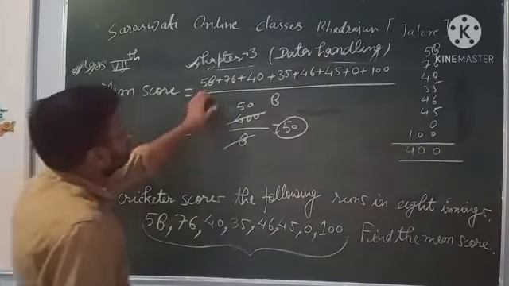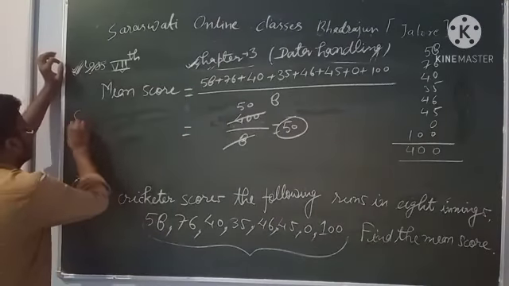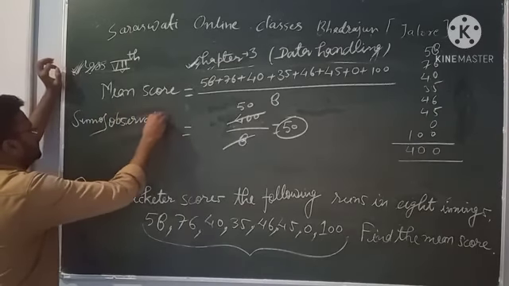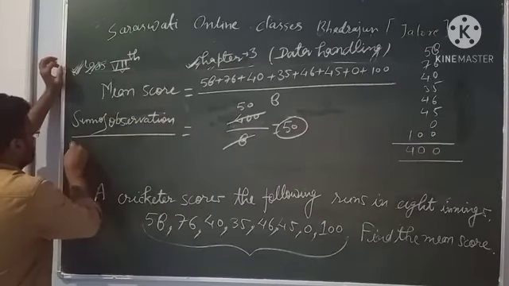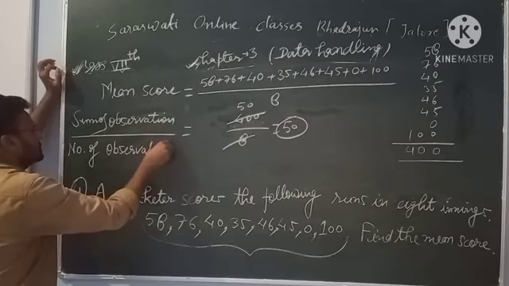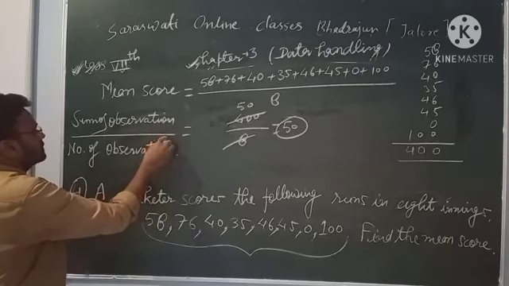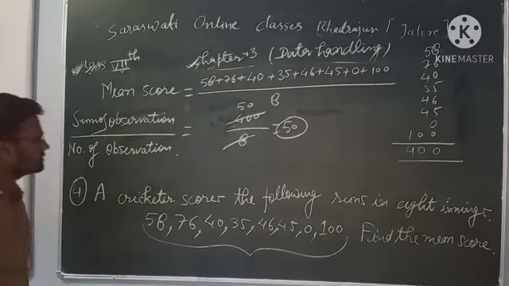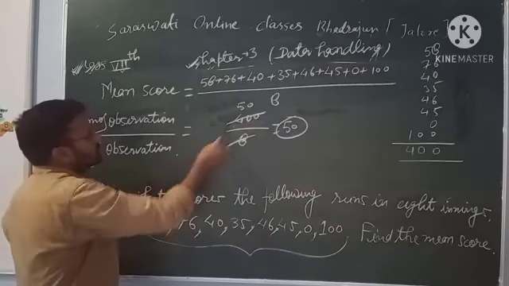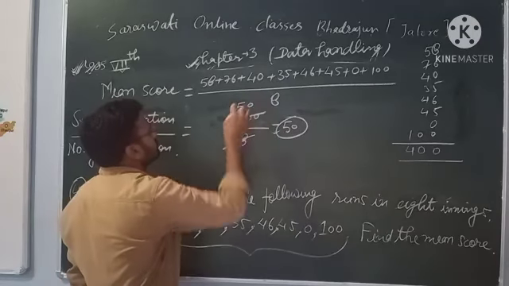And how does this come? We know very well the formula for mean score is sum of observations upon number of observations. So 400 upon 8. We will divide 400 by 8 and we will get 50. Good.